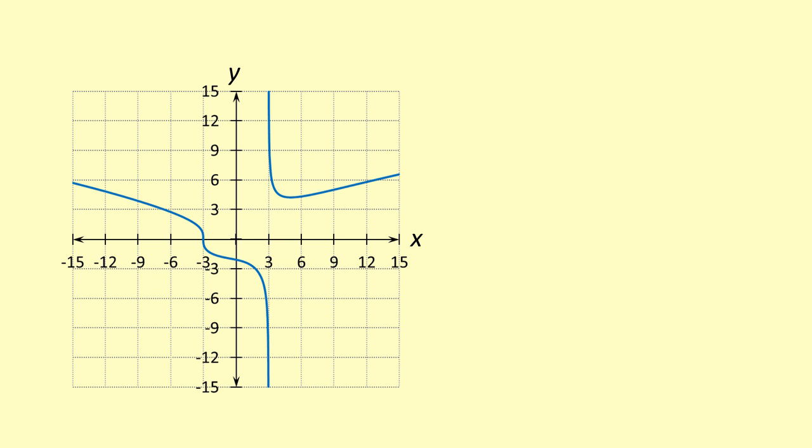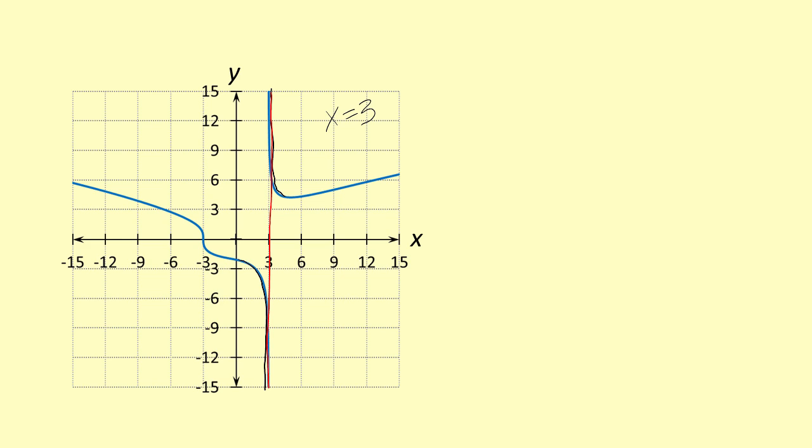Now let's look at an example. We'll examine this graph for points where the function isn't differentiable. The most noticeable thing about the graph is its behavior when x is 3. As x approaches 3 from the left, the value of the function approaches negative infinity, and as x approaches 3 from the right, the value of the function approaches positive infinity. This means that the line x equals 3 is a vertical asymptote of the function, and we say the function has an infinite discontinuity at x equals 3.